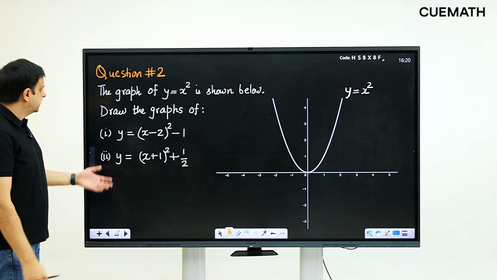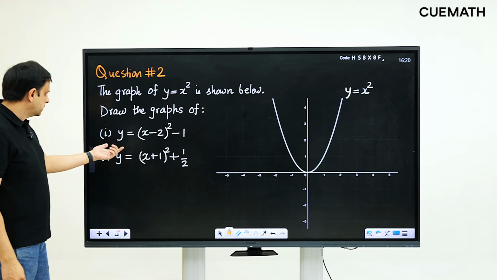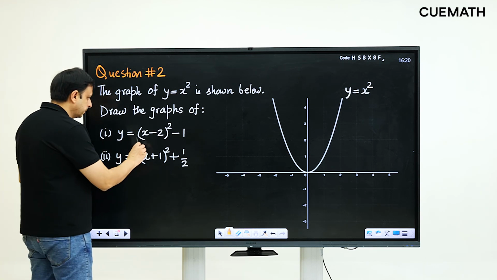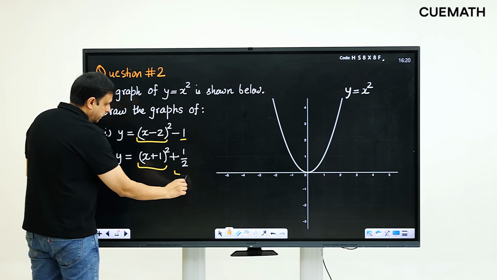Now let's see question 2. It says the graph of y equal to x square is shown below. Draw the graphs of first y equal to x minus 2 whole square minus 1, and then y equal to x plus 1 whole square plus half.